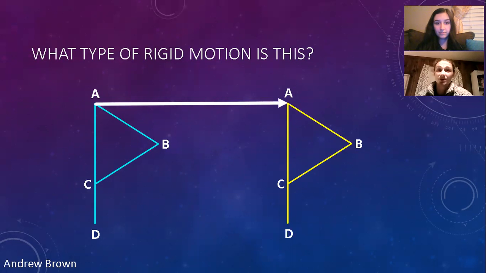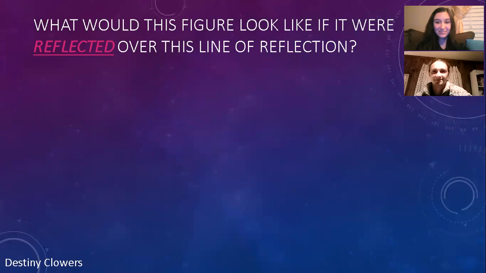This is called a slide arrow, and this arrow defines two things. The direction of the slide is the direction of the arrow, and the distance moved is the length of the arrow. Thanks for asking, Des. You're welcome.